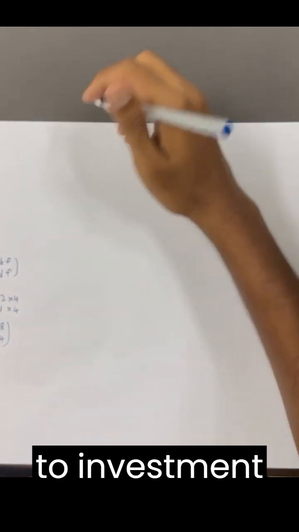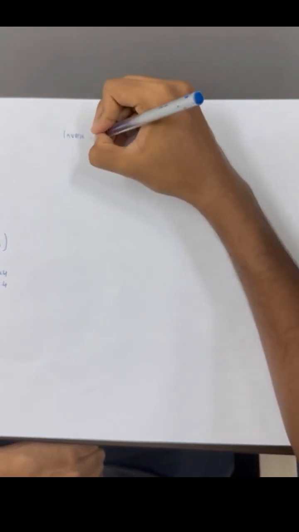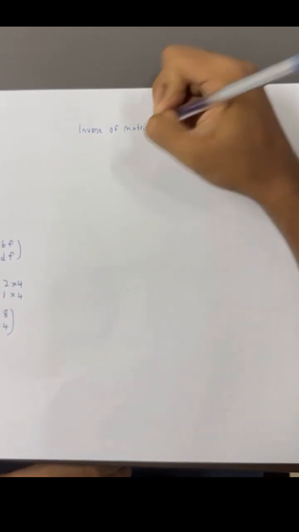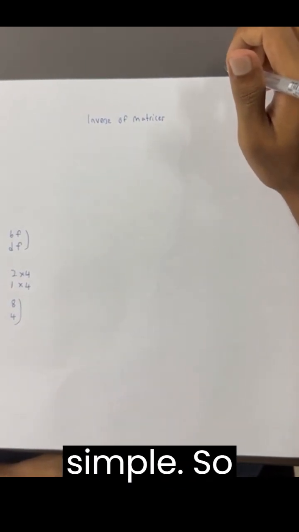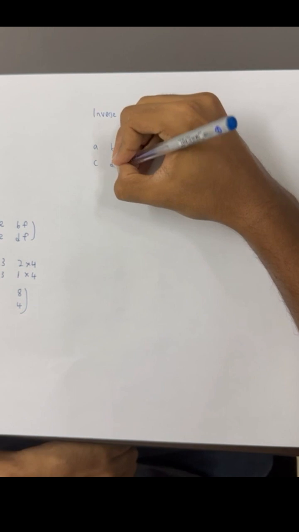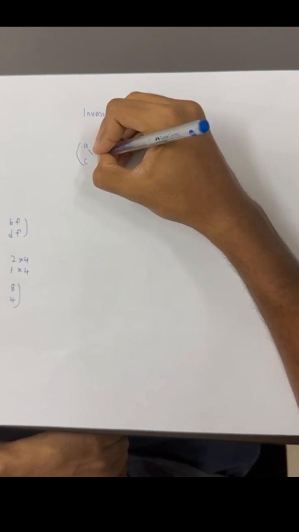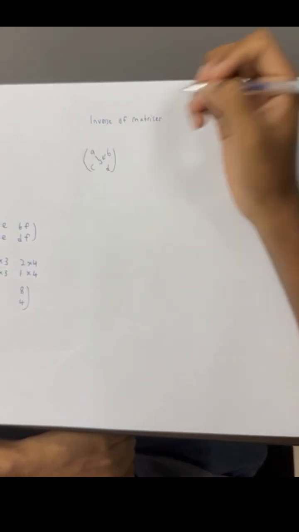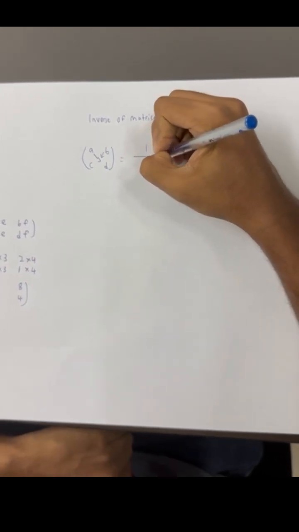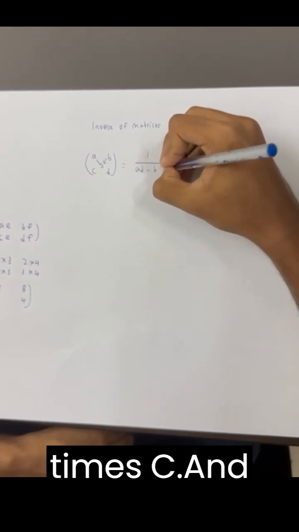Now I'll go to inverse matrices. The formula for this is very simple. Let's say we have A, C, B and D. What we have to do first is multiply A with D and B with C. Then this will lead to 1 over A times D minus B times C.